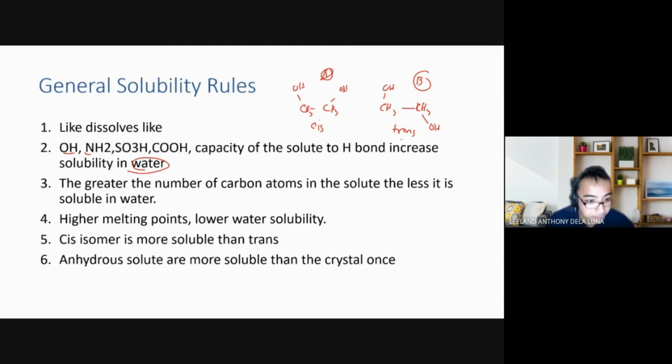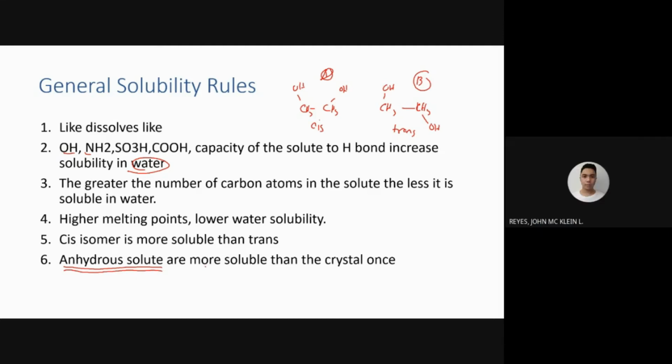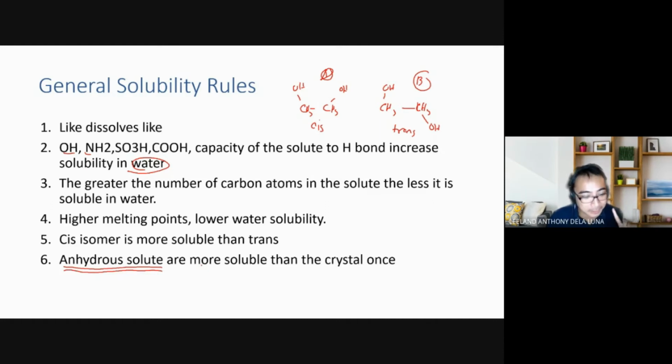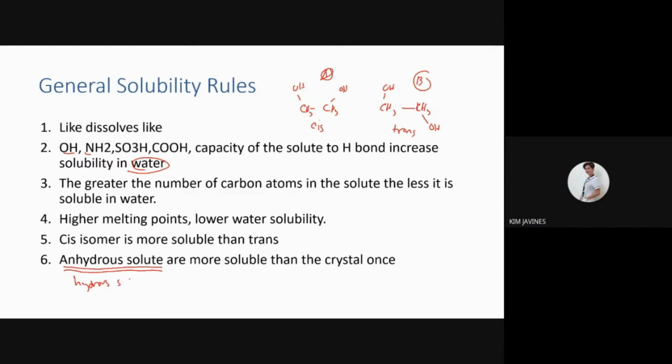Anyway, and then lastly would be anhydrous solutes are more soluble than the crystalline ones or the hydrous ones. Anhydrous, ibig sabihin, anong meron dito? Anhydrous solutes are hydrophilic, yes, correct din naman yon. Pero may property ang isang tinatawag na anhydrous solute. Ang counterpart nito is a hydrous solute. Wala siyang water. Miss Kim? Anhydrous po parang compound siya na walang water. Yes, very good.